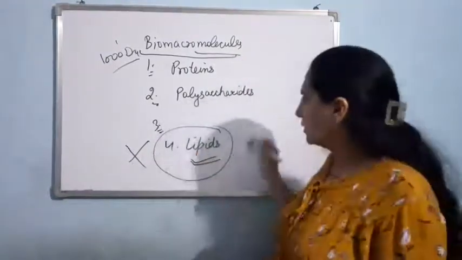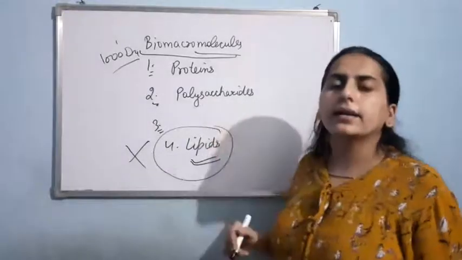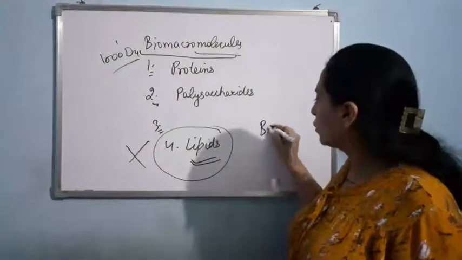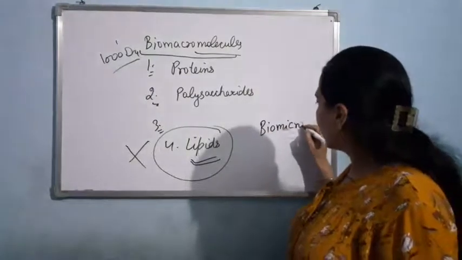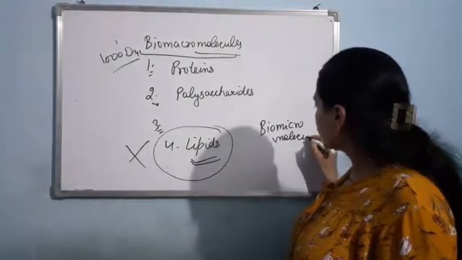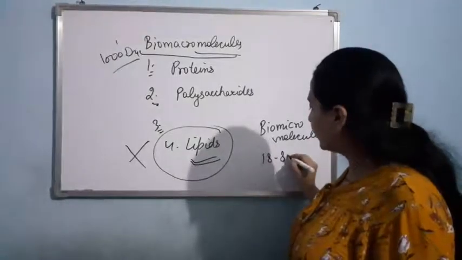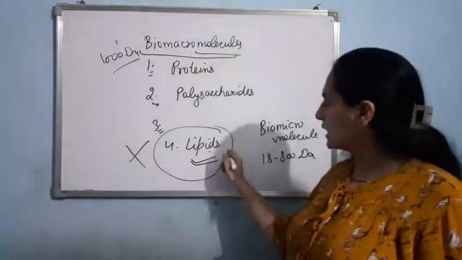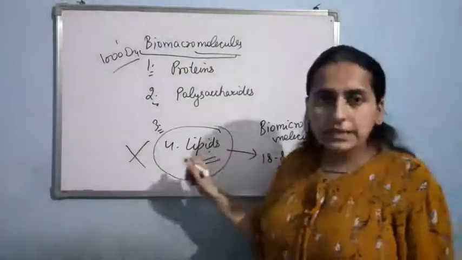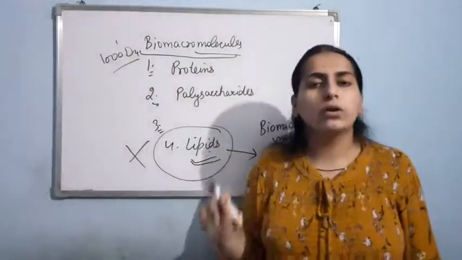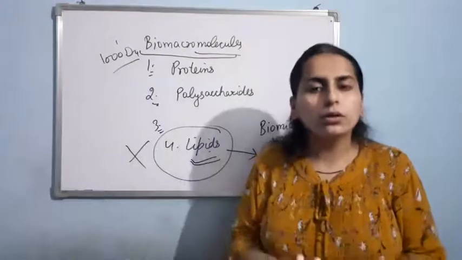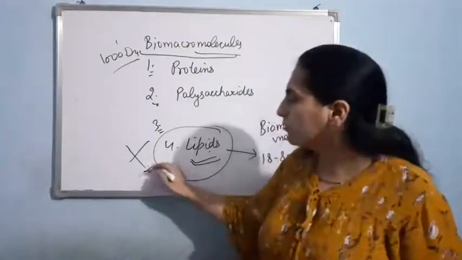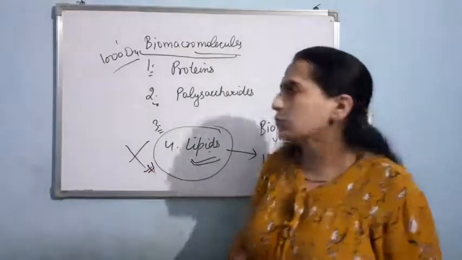It is even lesser than 800 Dalton, that I told you in biomicromolecule. In biomicromolecule, I told you the size variation is between 18 to 800 Dalton. Its size lies in this range. So lipids, they are biomicromolecules, although they are being obtained in the retentate. Am I clear? This is important for 1 mark, even for the NEET exam also.